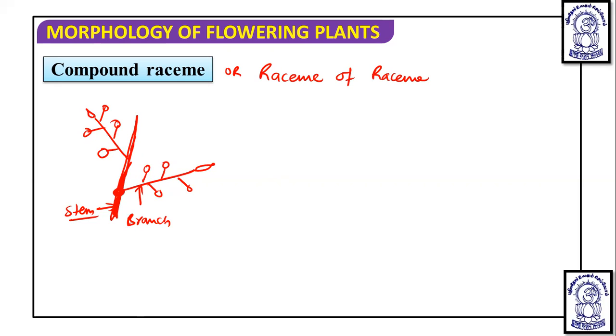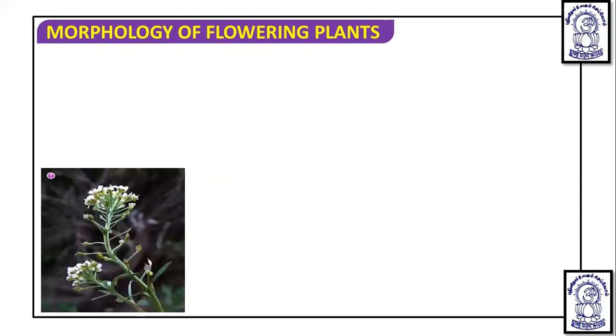Then it is known as compound raceme, raceme of raceme, or panicle. Examples of compound raceme are gulmohar and cassia. Okay, after compound raceme, the next type which we are going to study is corymb.